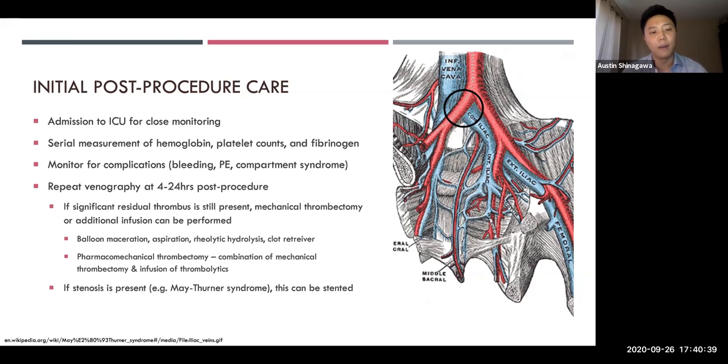Pharmacomechanical thrombectomy is a combination of these two techniques of mechanical and catheter-directed thrombolytics. And then you can actually perform mechanical thrombectomy initially when you're doing the thrombolytics, and that's something that's talked about later on in the ATTRACT trial paper. Also, if stenosis is present, for example, something like May-Thurner syndrome, which we discussed earlier, you can put a stent in, and this can reduce the risk of future clots.